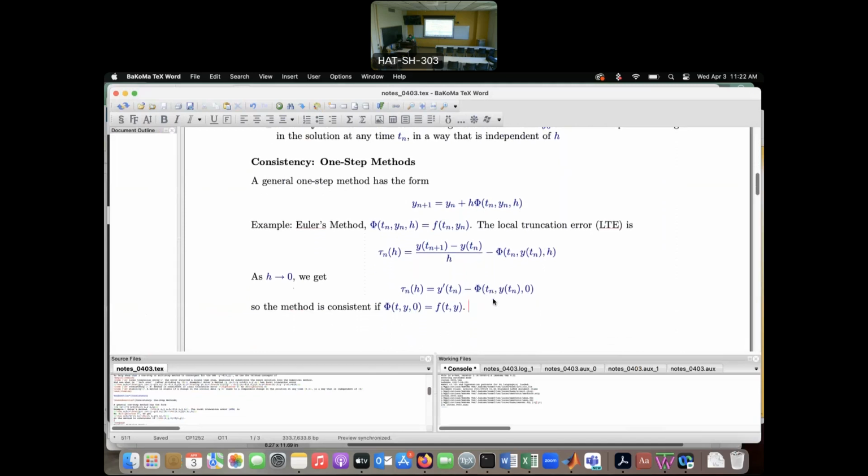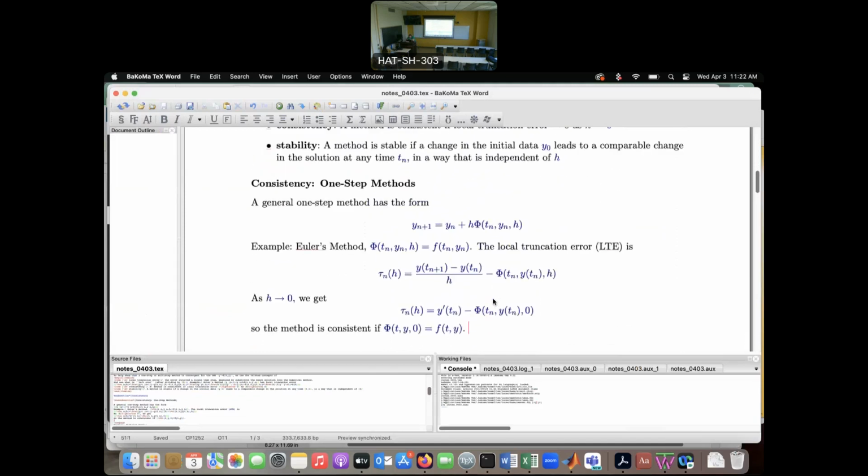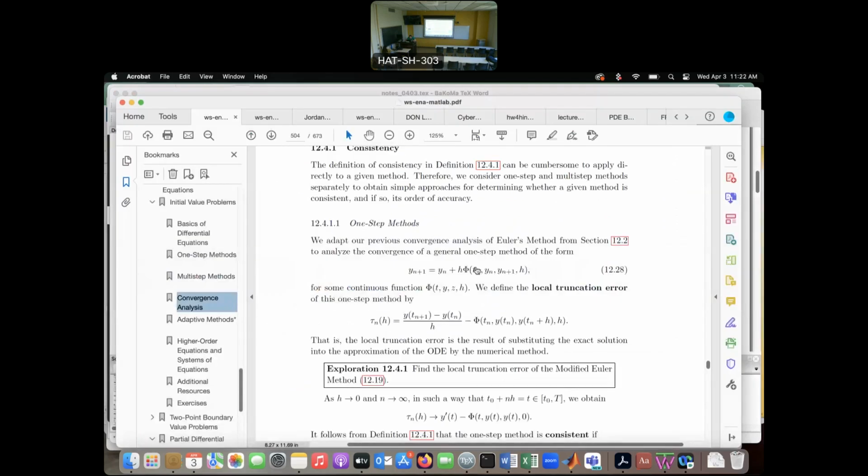Now, I'm going to do a couple of examples of this, but I want to point out an intentional discrepancy between what you see here in the notes versus the book. In the book, I describe my general framework for one-step methods a little differently, where I have the function of t_n, y_{n+1}, and h.